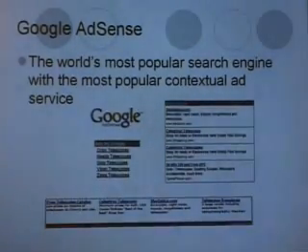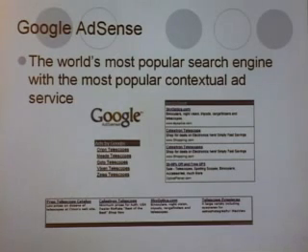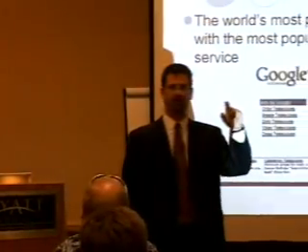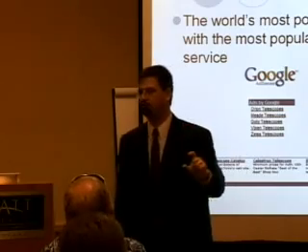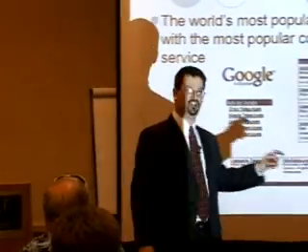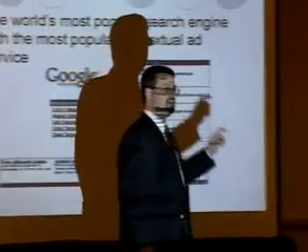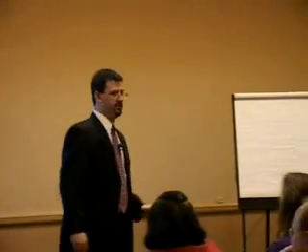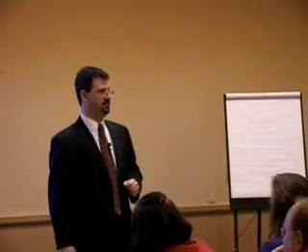Google AdSense. This is a combination of the world's most popular search engine with the world's most popular contextual ad service. Now, I showed you when you type on Google that the ads come up on the Google site. What AdSense does is allows anybody with a website, provided you meet Google's terms of service, to take a little snippet of JavaScript code, which they give you, paste it onto your HTML document, and they automatically deliver ads that are contextually relevant to whatever your content is.